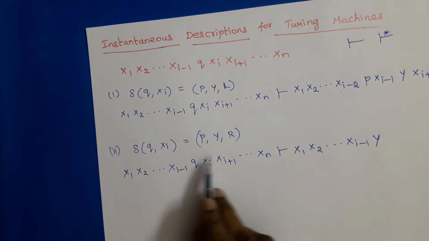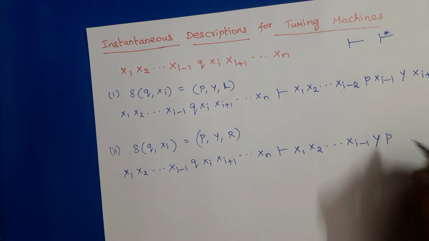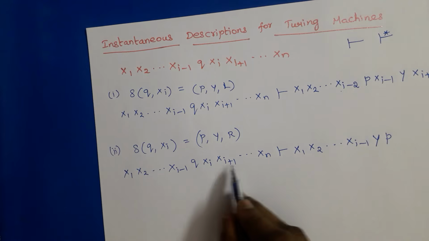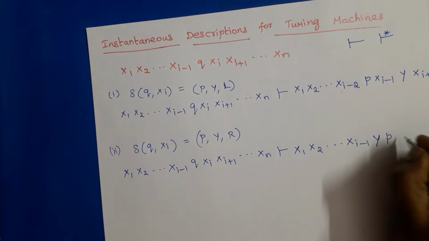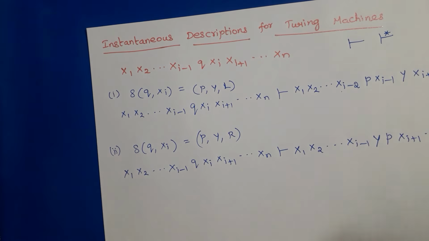Then we need to write the state, but instead of q we have to write p. So p, then xi plus 1, dot dot dot up to xn. So this is the instantaneous description.